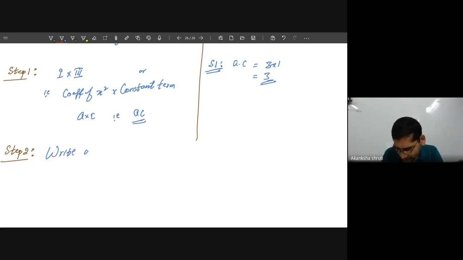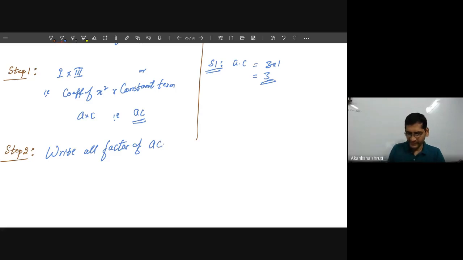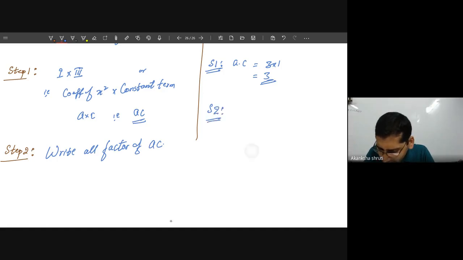Write all factors of AC. So if I'm going to follow that one here, say step 2, factors of AC are what? Means 3. How can these 3 be written? A student, 3 can be written as 1 into 3.